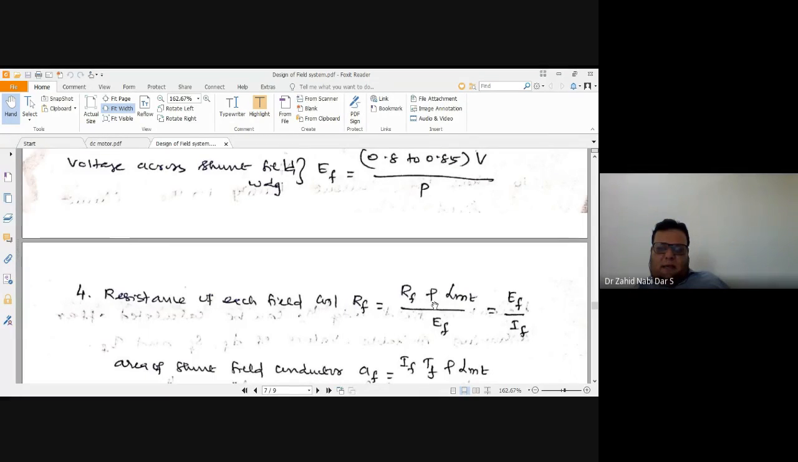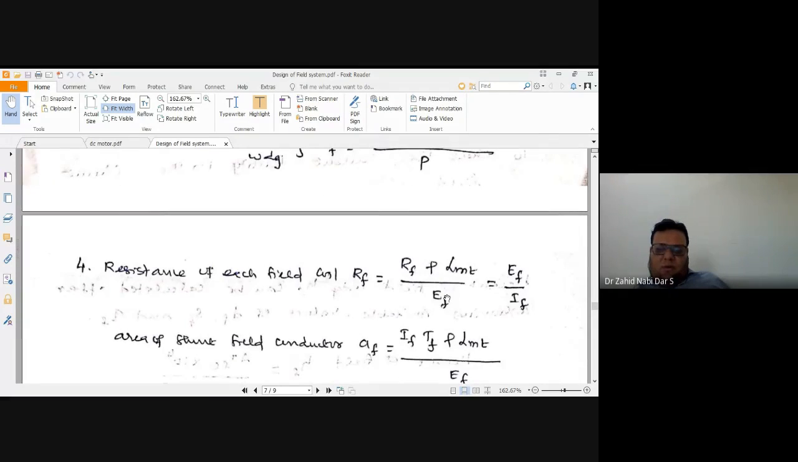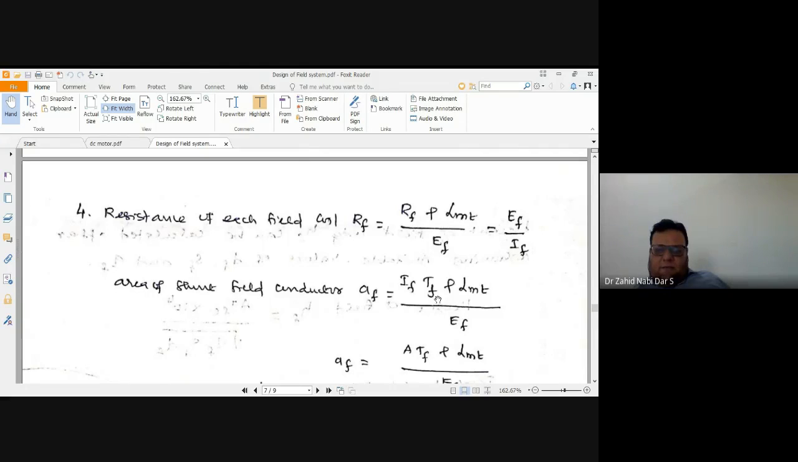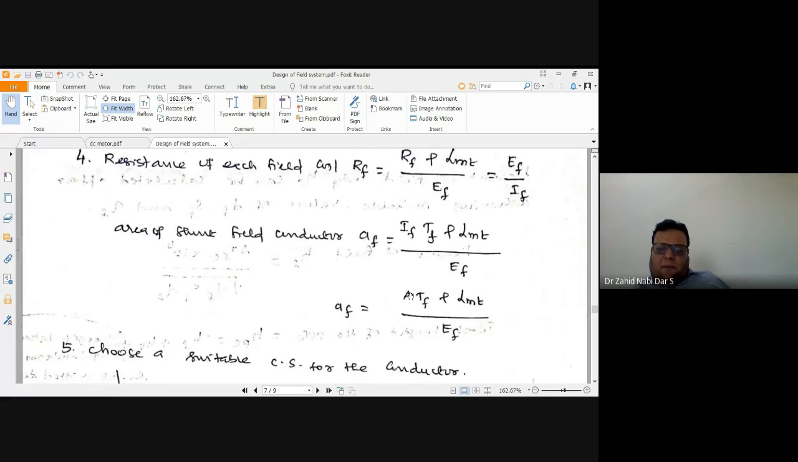This is given by rho LMT into AF. So here some mistake is there, so you have to consider that. Or the area of the shunt field winding, AF, you can write in terms of IF into TF, because area would be given by current density. Basically your current density is IF by AF, so AF would be given as current by your current density. That value you substitute here, and you will get the ampere turns per field and rho LMT EF.